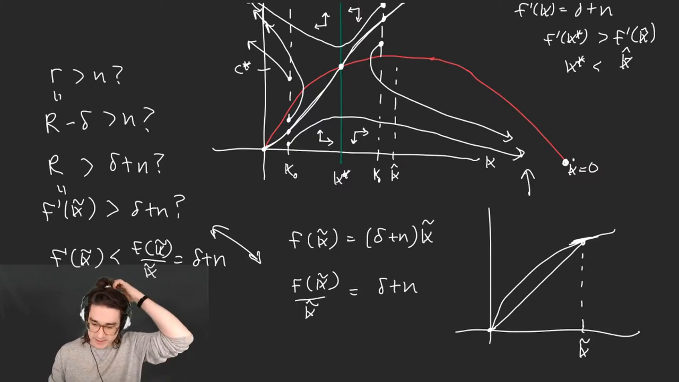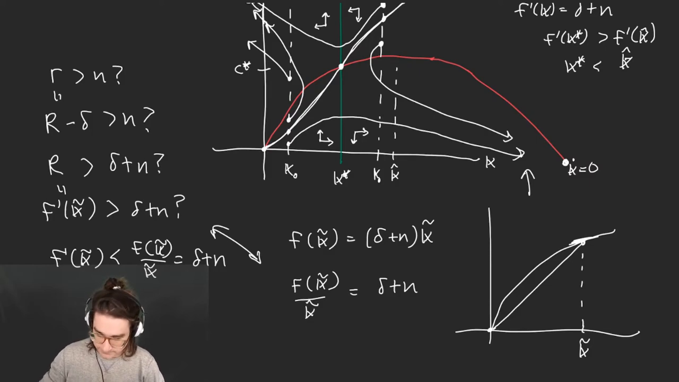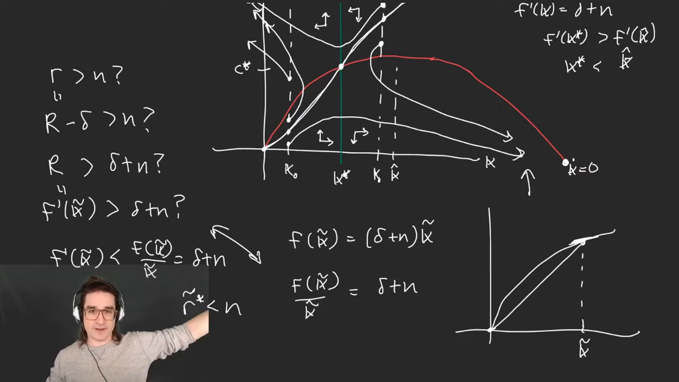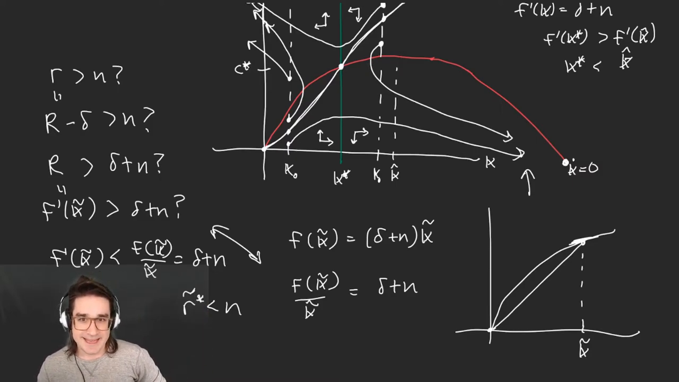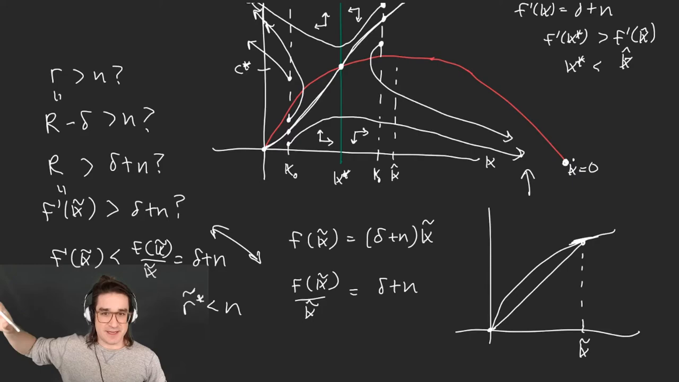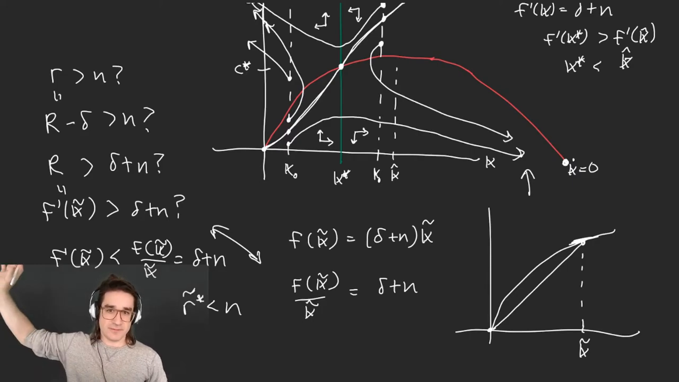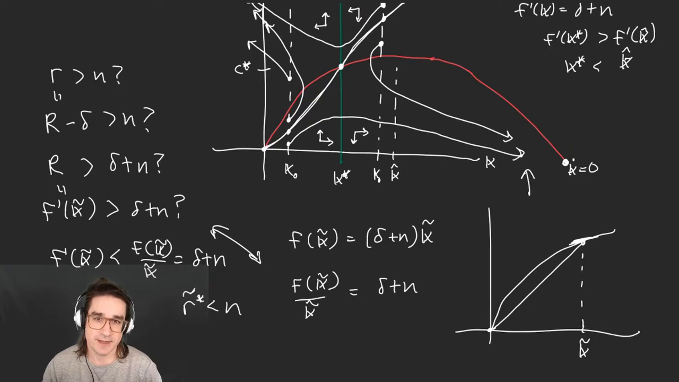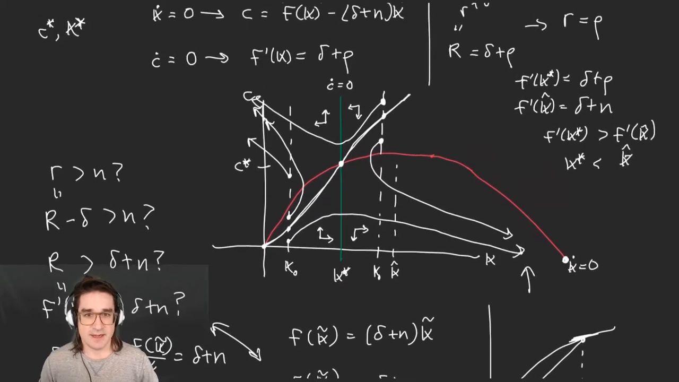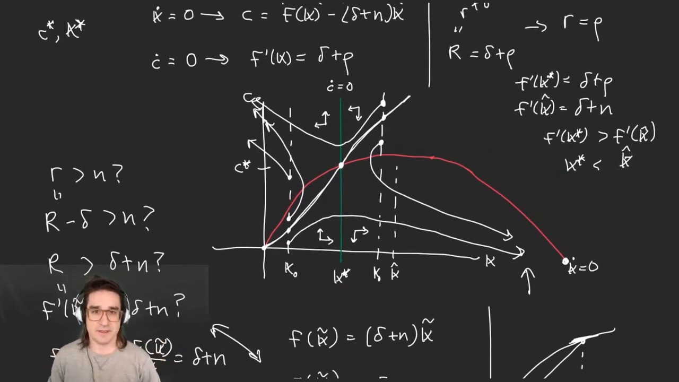So what this means really is that, if you work backwards, r tilde is actually less than n. Okay, so the limiting interest rate when you go over to that point over there is less than n, meaning in that transversality condition, the exponential is positive, and so it doesn't converge to zero. It blows up, okay? So you can rule out all of these right-hand side paths that go off to this super high level of capital, because they violate the transversality condition.